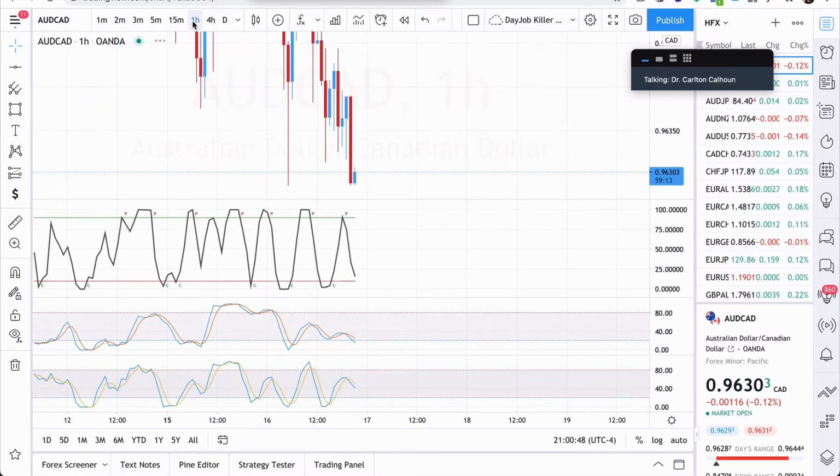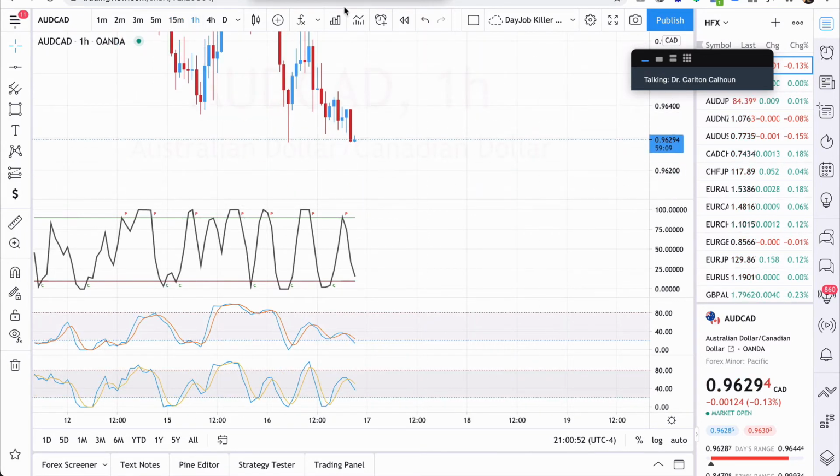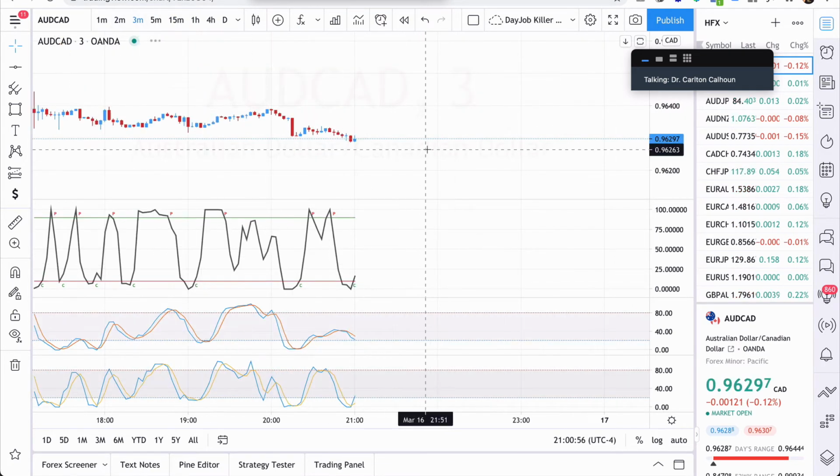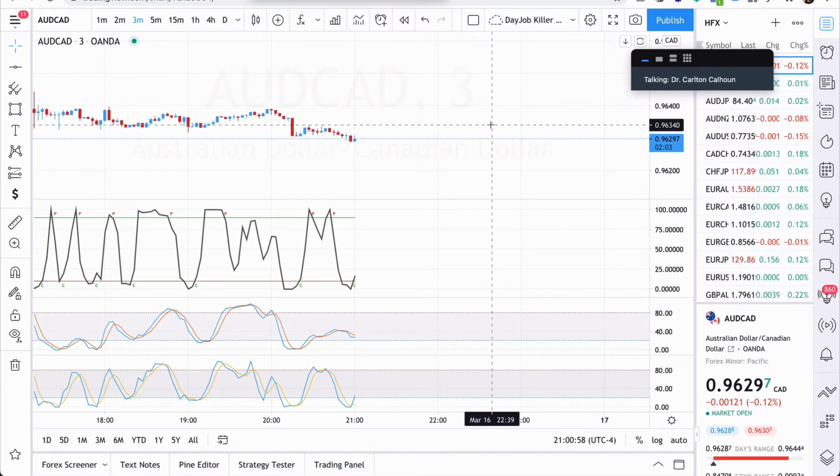Let me see how I was looking on the 1 hour. Yeah, that's definitely one I would take. So this is a strategy I use too. I missed the ideal entry on the 3 minute.